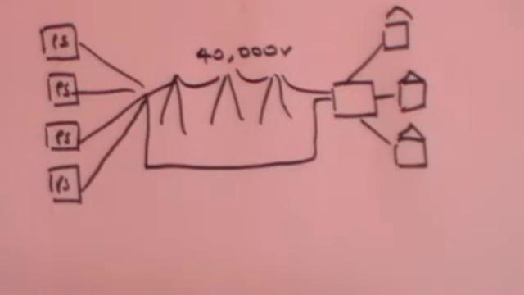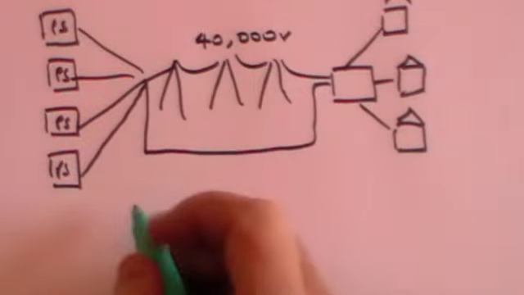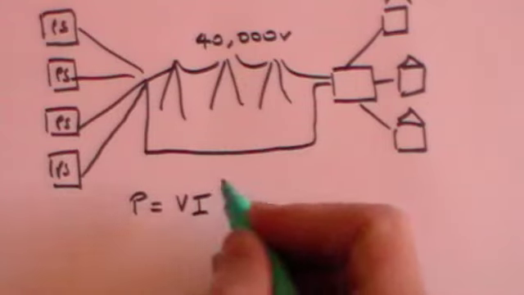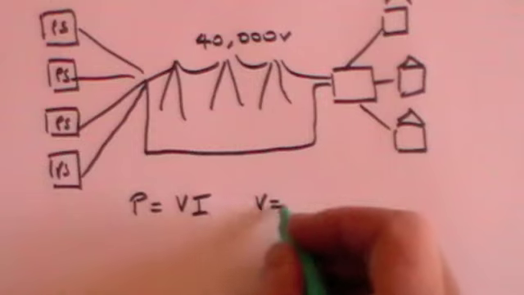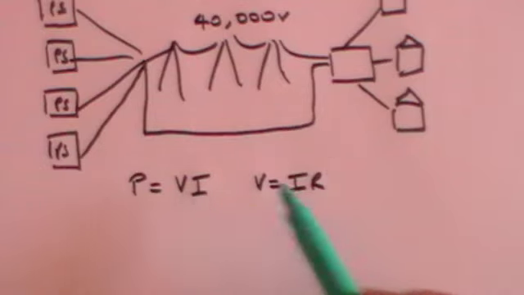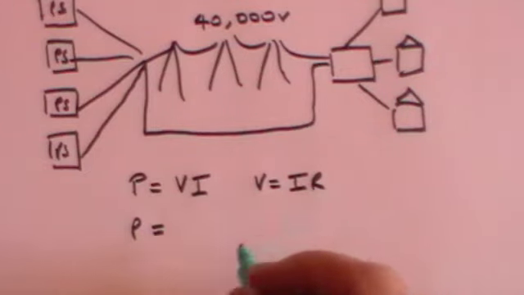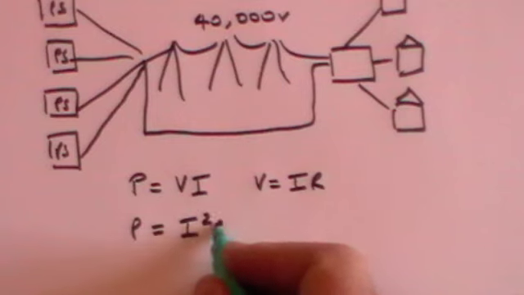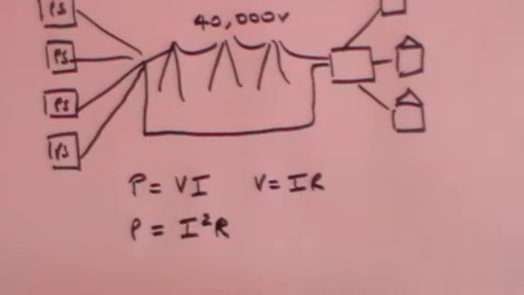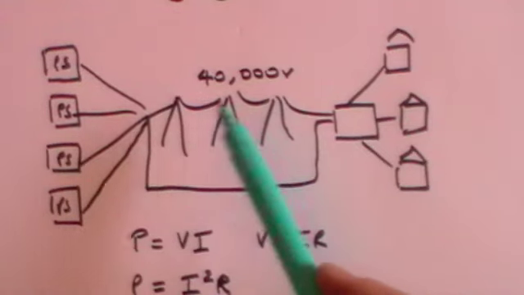Well, it's all to do with minimising the power loss in the cable itself. Now, power, you remember, was voltage times current, and Ohm's law says that V equals IR. So if we substitute this V here for IR, you get that the power is equal to I times IR, which is I squared R. So the higher the current, the higher the power loss. So in these cables, which go across the pylons, there will be a resistance.